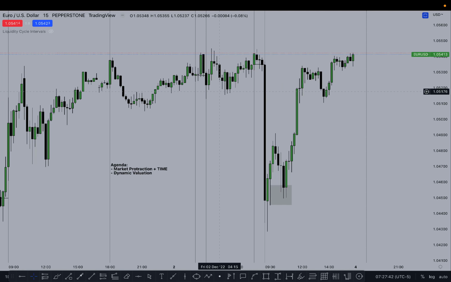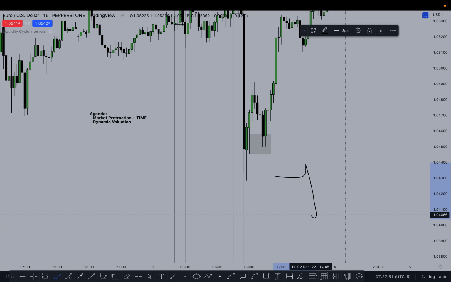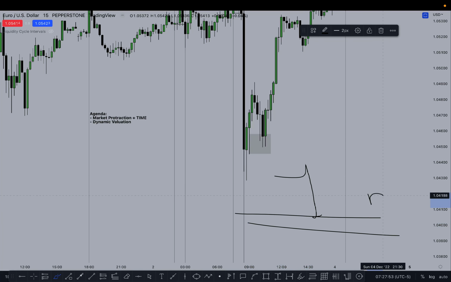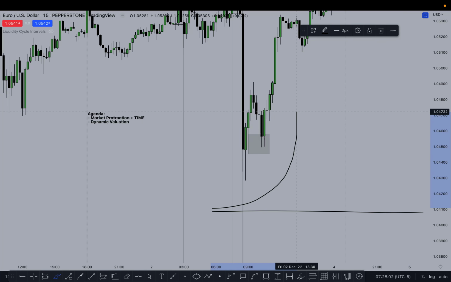All right, so to bring everything together, we know that market protraction is manipulation into a POI. That's a poor attempt at drawing it, but you know what I mean, right? So it's like opening price, protract to a premium POI, sell.